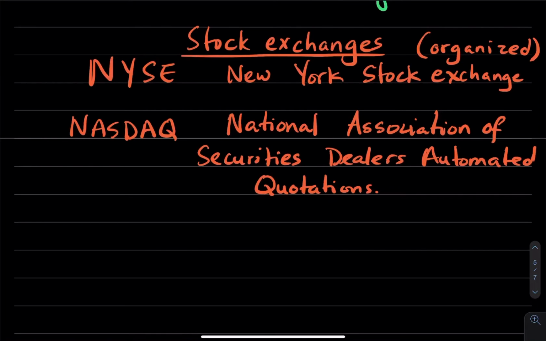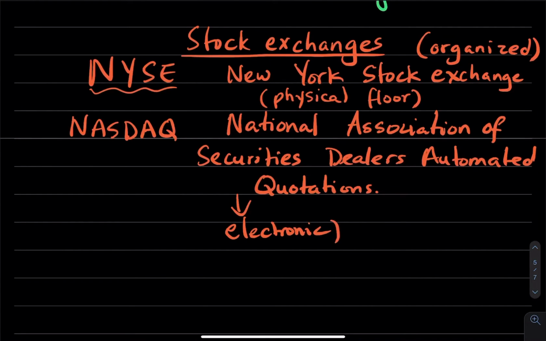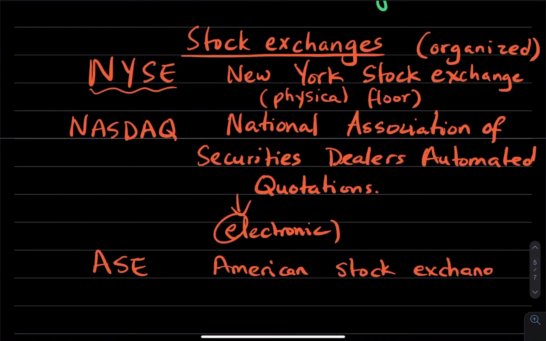So when we think about the New York Stock Exchange, this is actually a physical floor, right? You can actually go to New York and look at where this is on Wall Street. But NASDAQ is totally electronic. There's also the American Stock Exchange, but this is only taking care of 10% of all the stocks that are traded within the US.